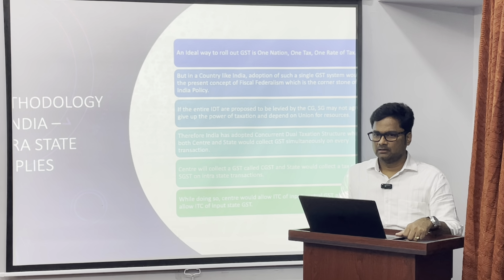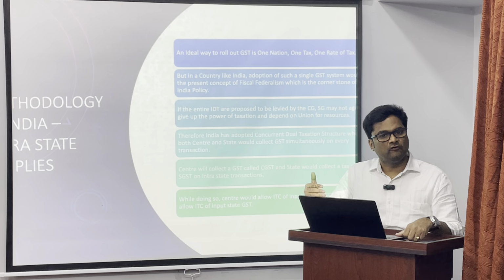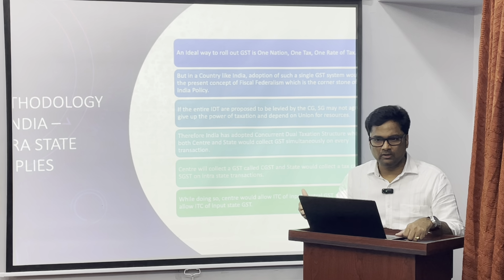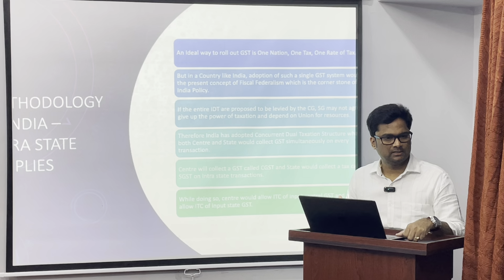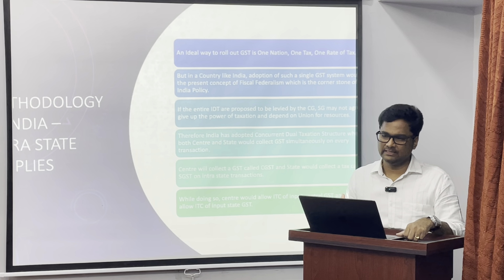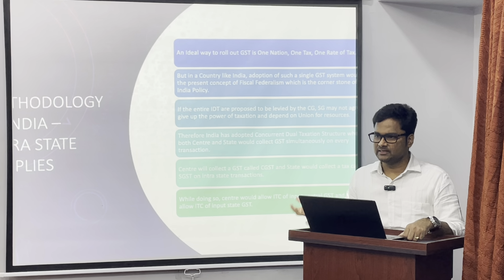Okay. So now they have prescribed 4 slabs. We said Singapore has, sir, only one rate. Why are we having multiple rates? Because their economy is different, our economy is different. Their system is different, here the system is different.